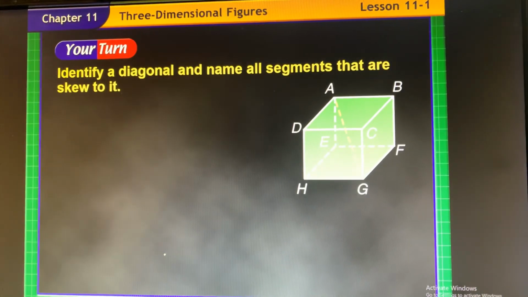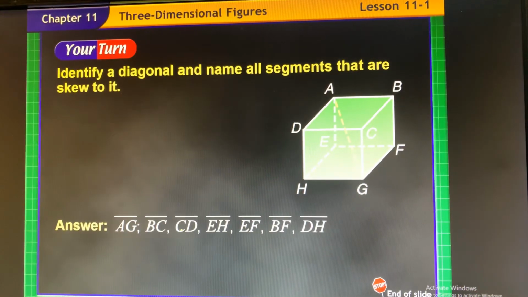Again, they did a diagonal. So who is skew to AG? DC is skew to it. I know it looks like it's intersecting, but it's not. That diagonal is going through the center of the shape. It's not going through this line. So DC is skew, BC is skew, EF is skew, EH is skew. What's not skew is HG. FG is not skew. AB is not, and DA is not skew.